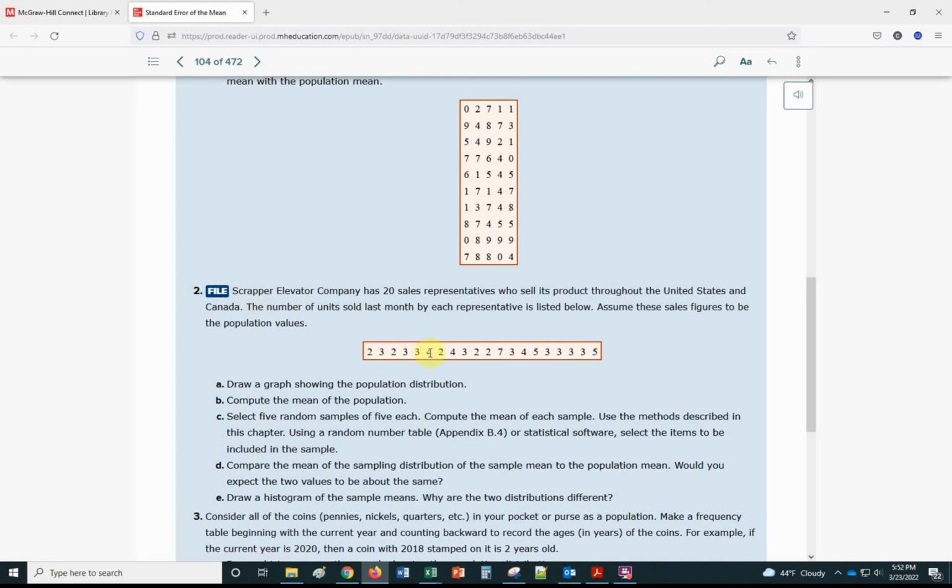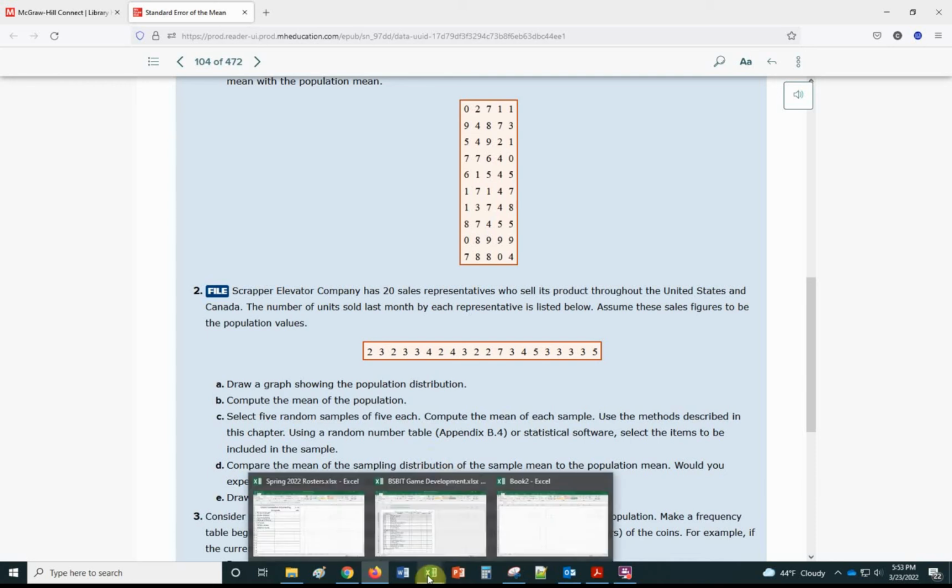We've got number of units sold last month by each representative listed below. These numbers right here. It says draw a graph showing the population distribution, compute the mean of the population, select 5 random samples, compare the means, would you expect them to be about the same, and so on. So we have to do a graph first, draw a graph.